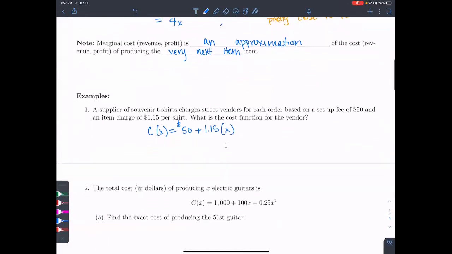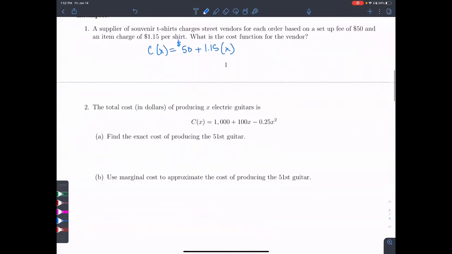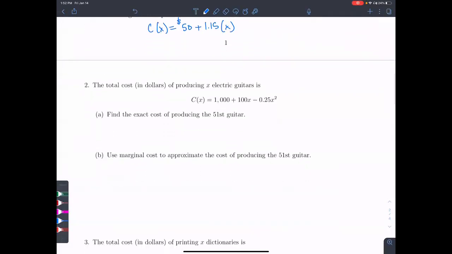Okay, now for something a little more challenging. We have the total cost in dollars of producing X electric guitars is 1,000 plus 100X minus 0.25X squared. And so what we're going to do is find the exact cost of producing the 51st guitar. So the exact cost here means don't do a derivative. You want to do C of 51 minus C of 50.